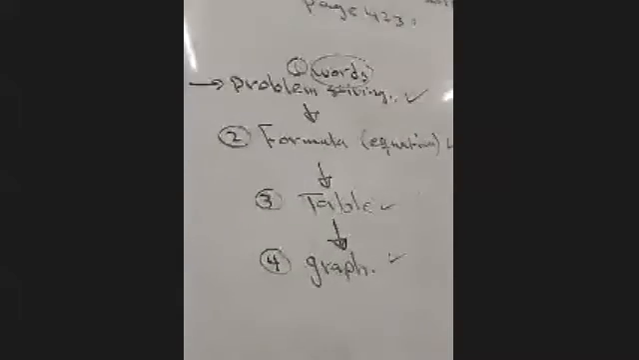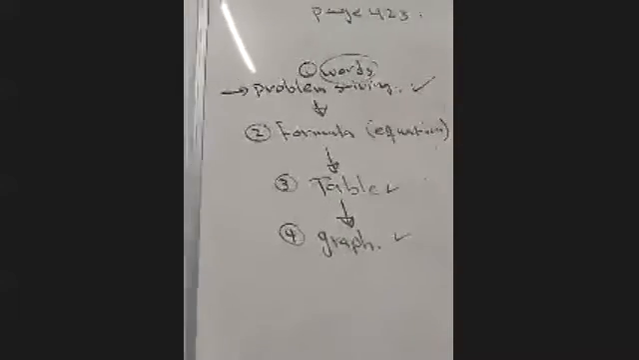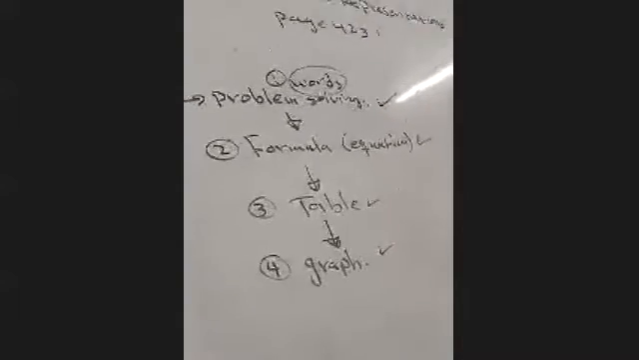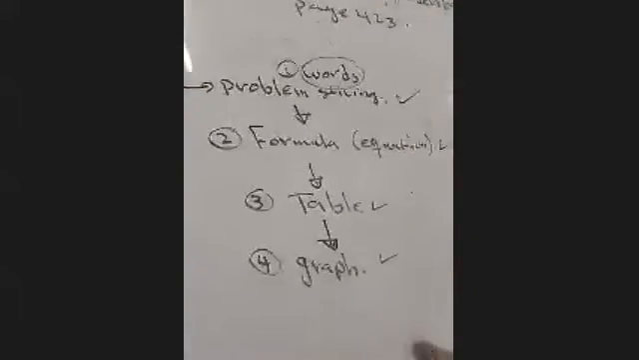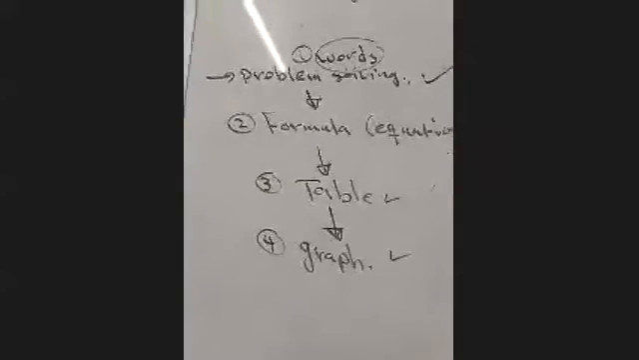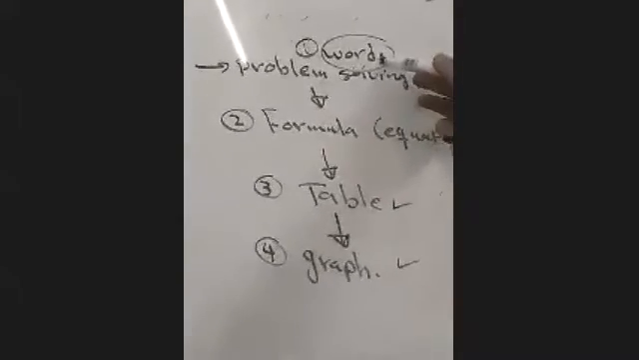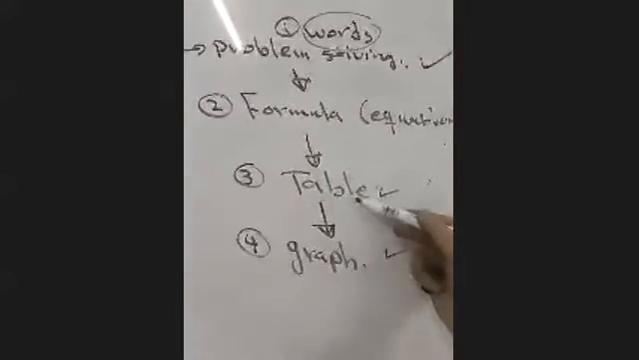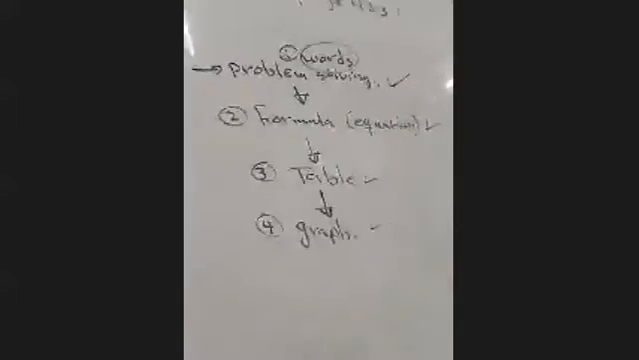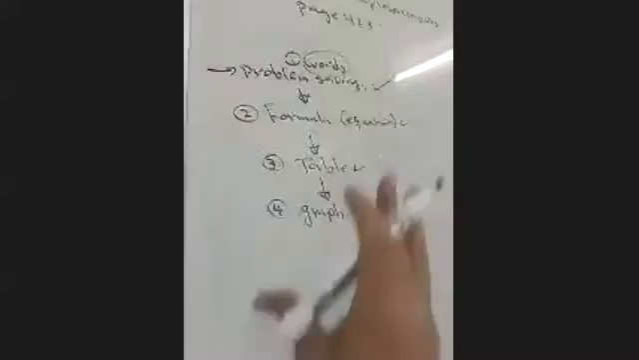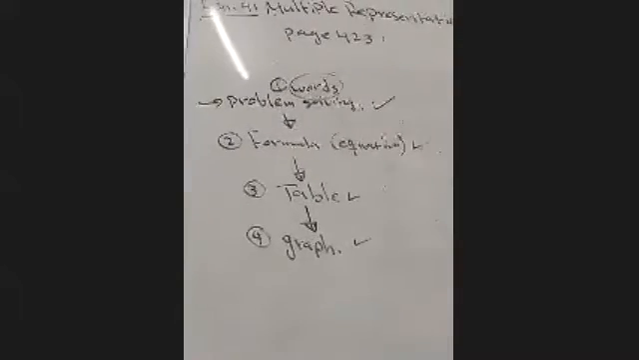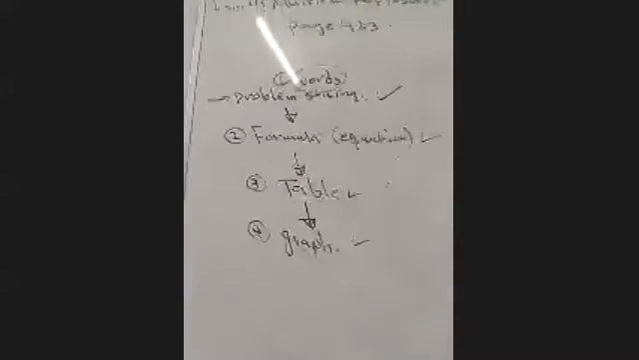So if you have a question, problem solving, that discusses a relationship between two variables, you can represent this relationship in four different ways: words, formula, table, or a graph. To understand more, let's go to the lesson, to the first page, and read some things there.